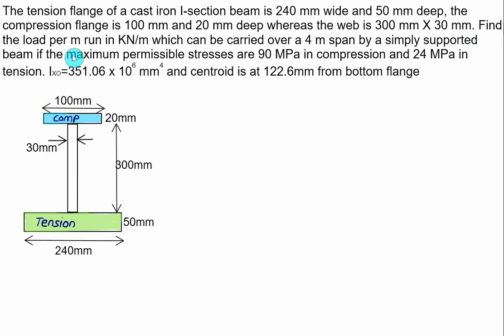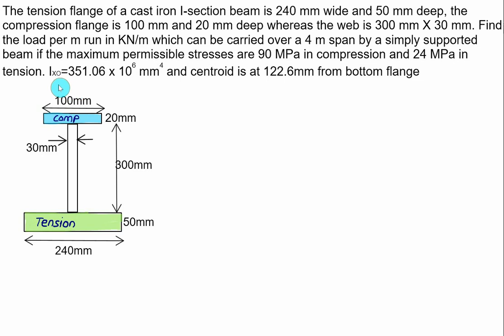Find the load per meter run in kilonewton per meter, that is the UDL we have to find out, which can be carried over by a 4 meter span of a simply supported beam. So we have a simply supported beam, span equal to 4 meter. UDL, that is the value of W, we have to calculate. The maximum permissible stresses are 90 megapascal in compression and 24 megapascal in tension.